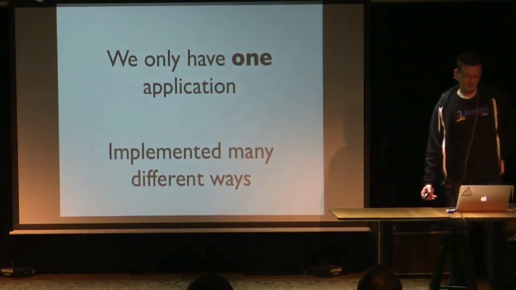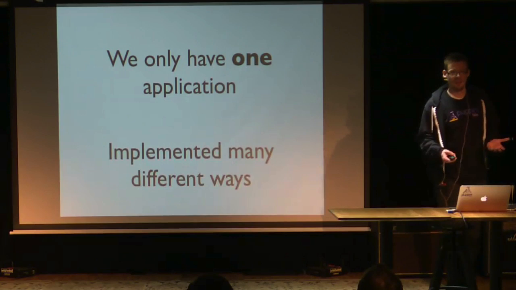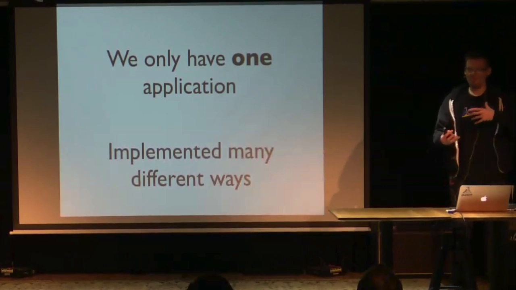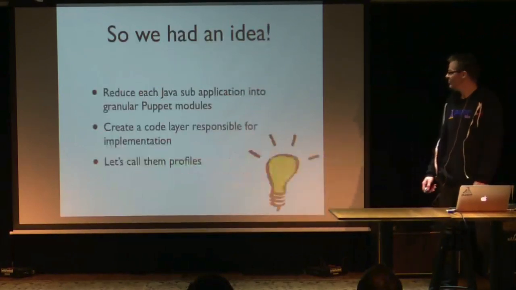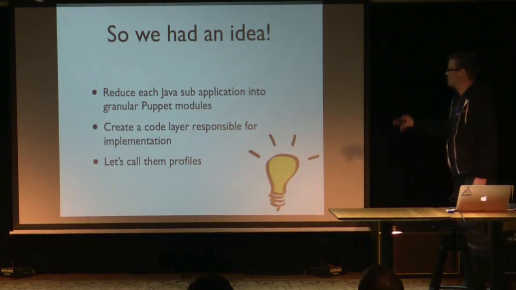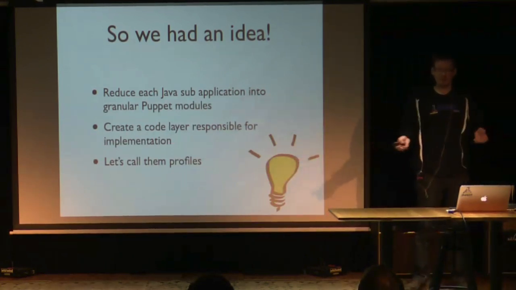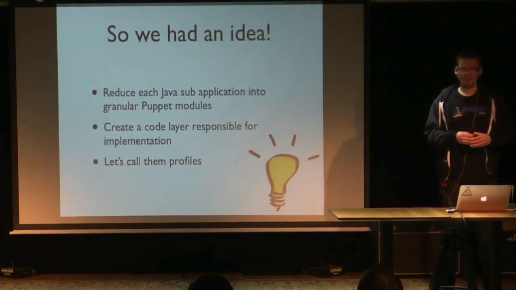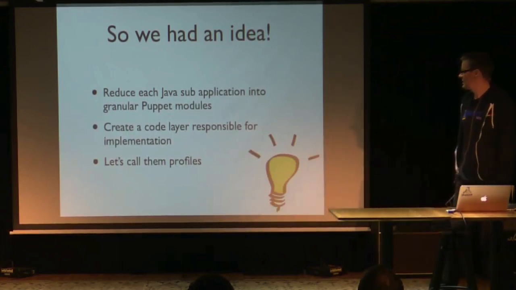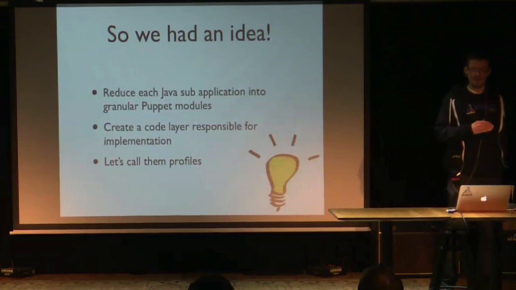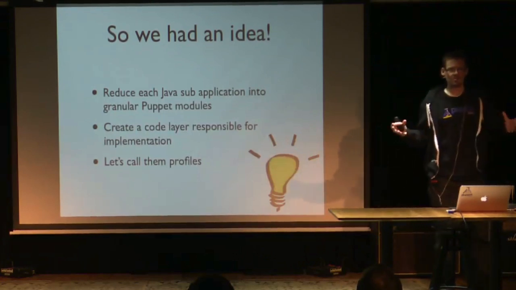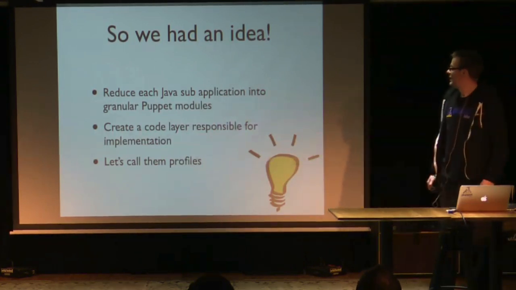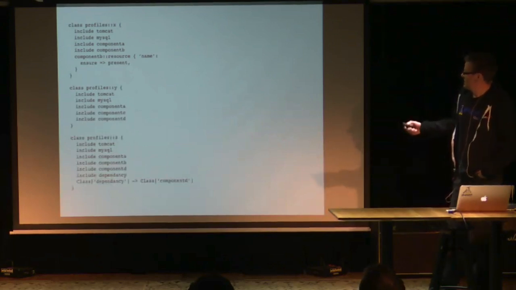So now we've realized what the problem is, how do we deal with it? We can puppetize the application, but if we've got to implement it in all these different ways, how are we going to solve that? We had this idea to reduce all of these little Java sub applications into individual Puppet modules. We'd break everything down into components as granular as possible to build our application stack. Then we'd create an abstracted code layer above all this, responsible just for implementation. And hey, let's call them profiles. Why not? It's a good name. So that's what we came up with.